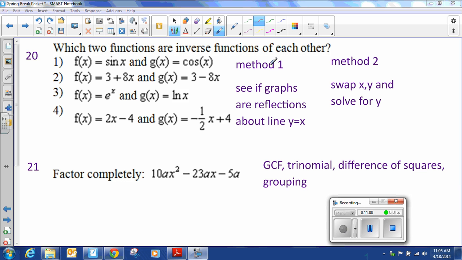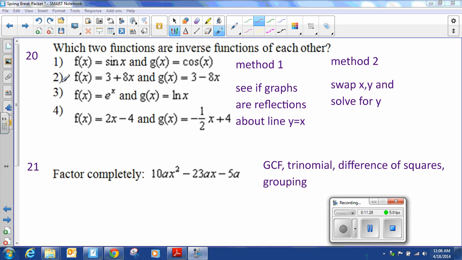Number 20, you have two methods really. Method one, you want to see if the graphs are reflections about the line y equals x. So you could just plot all these on your graphing calculator and see if they look like reflections across the line y equals x. The second method is to algebraically try to solve these and match them. You just swap the x and the y and solve for y.